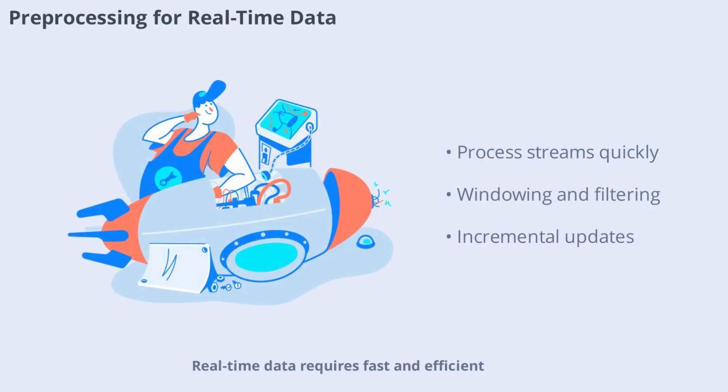Real-time data requires fast and efficient preprocessing to keep up with incoming streams. Techniques include windowing, filtering, and incremental updates. Real-time preprocessing ensures that your models and dashboards reflect the latest information, enabling timely decision-making. Specialized tools and frameworks are available to support real-time data workflows.